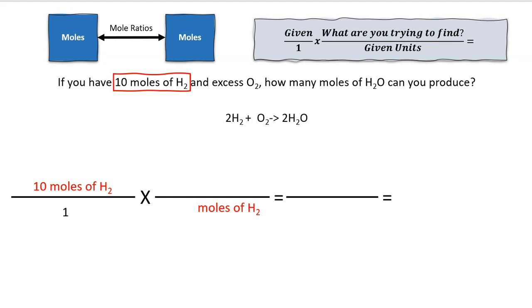Well, now you have to figure out what you're trying to find. And what you're trying to find is moles of H2O because it states how many moles of H2O can you produce. So you want to figure out how many moles of H2O you can have. So next you plug this into your conversion.